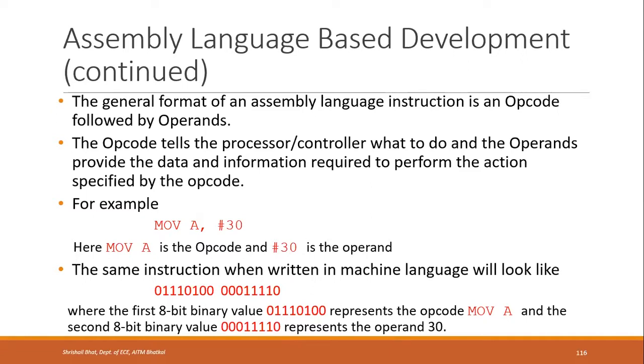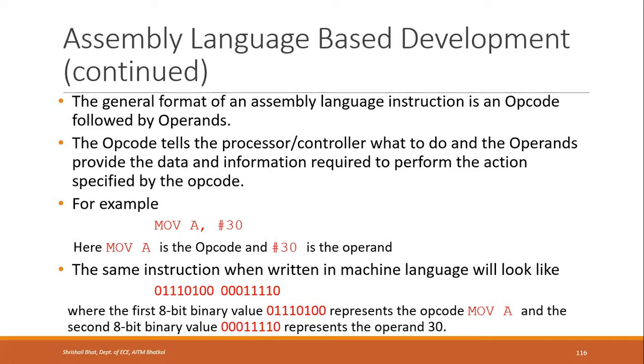The general format of an assembly language instruction is an opcode followed by operands. Okay, the opcode stands for operational code. It tells the processor or controller what operation has to be performed, right? And operands are the data and information that is required to perform the action specified by the opcode. That means the things on which you have to perform the operation are called operands.